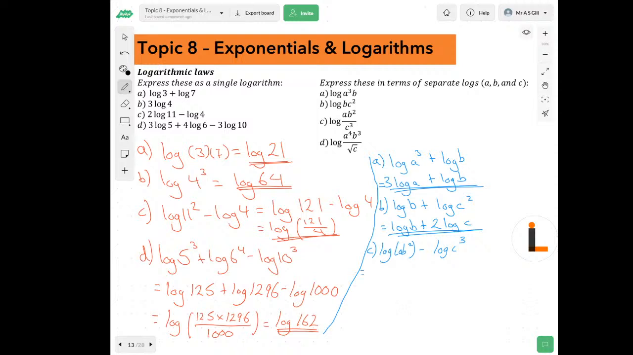Then we'll split up the log AB, and then our final step, we'll bring these powers down and make them coefficients. So we get this as our final answer there.